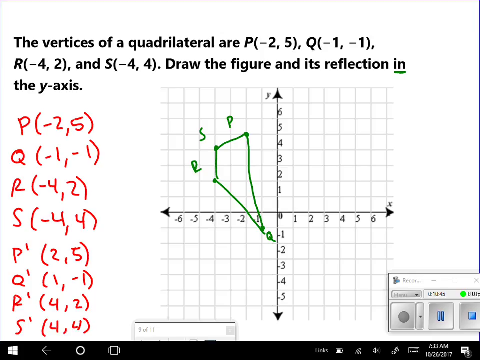So now we have our new points. So let's look at this. We have 2, 5. This would be P prime. It does look like it's the same distance across the y-axis. We have 1, negative 1. It does look like it's the same there. We have 4, 2. And we have 4, 4. So there we go. Does look like it's the same there.